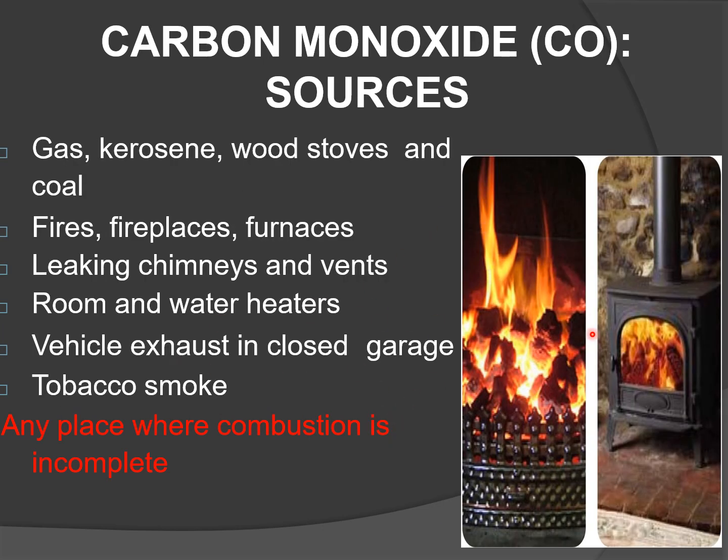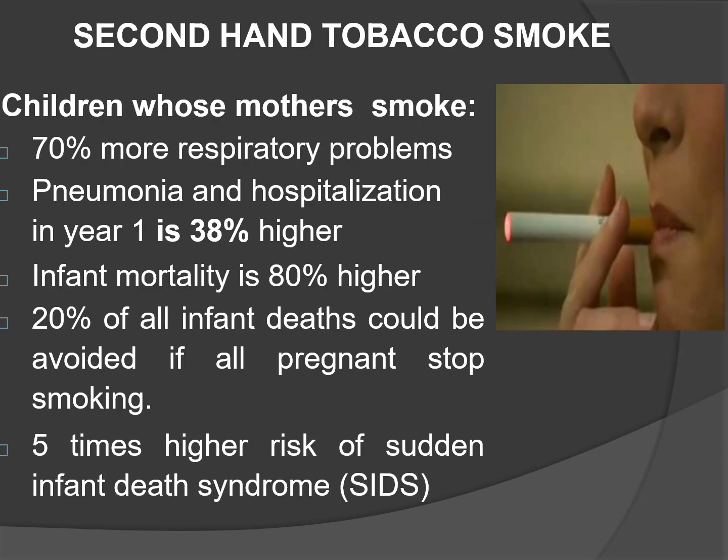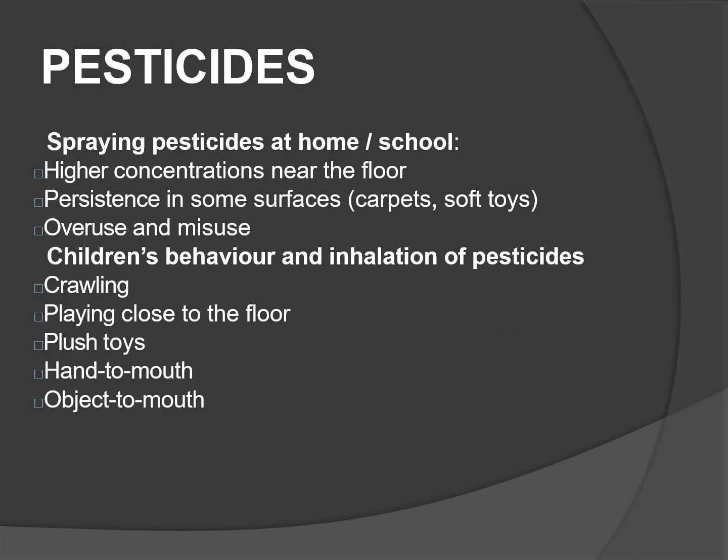Then carbon monoxide, what are the sources? Kerosene, wood stoves and coal fires, fireplaces, furnaces, leaking chimneys and vents, room and water heaters, vehicle exhaust in a closed garage, tobacco smoke. That is second-hand tobacco smoke. Children whose mothers smoke have 70% more respiratory problems. Pneumonia and hospitalization in year 1 is 38% higher. Infant mortality is 80%, with a 5 times higher risk of sudden infant death syndrome.